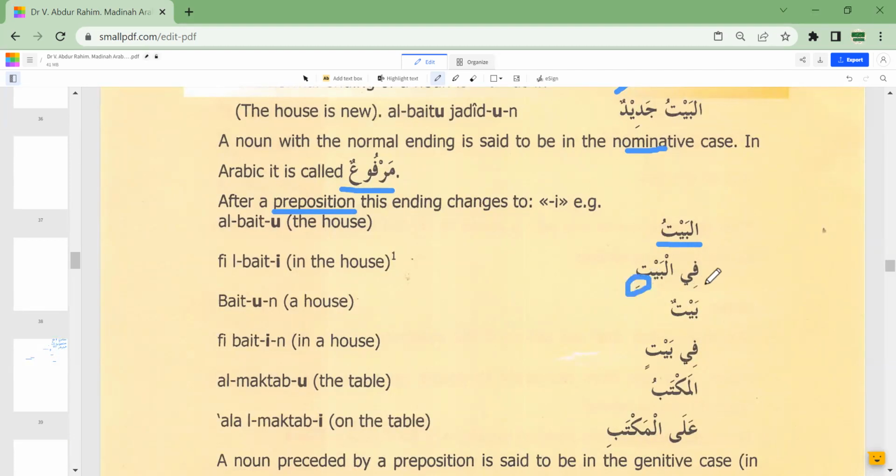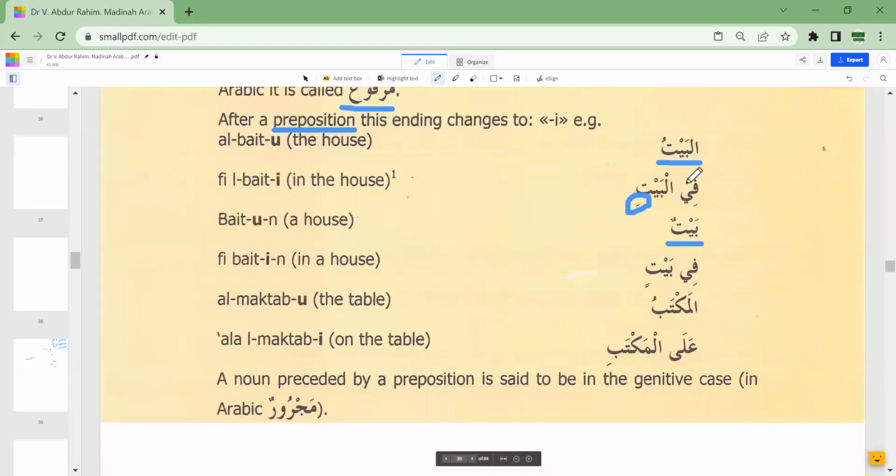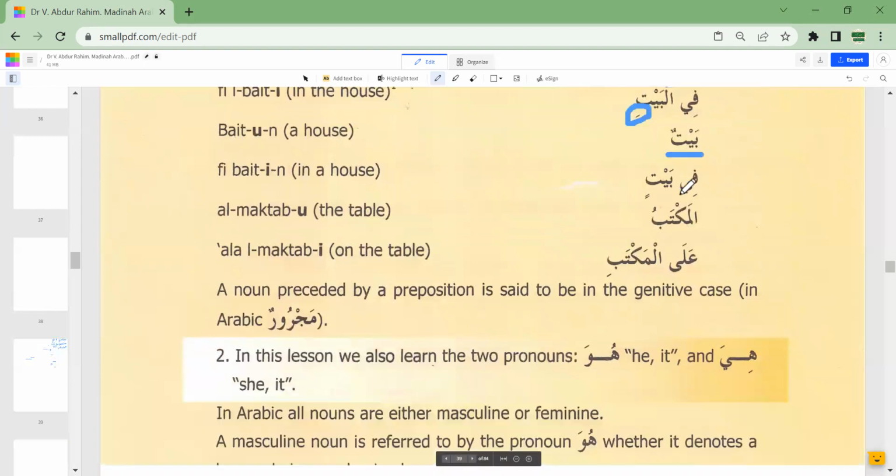We can tell because of this: fil bayti, right? Similarly, baytun, even though it's dhammatain, it's nakira, it's indefinite. It's still marfu. And if you add a preposition before it, fi baytin, in a house, this is majroor now. Some of the prepositions we have are fi, in, and ala, which means on. There are a few more that we'll look at.